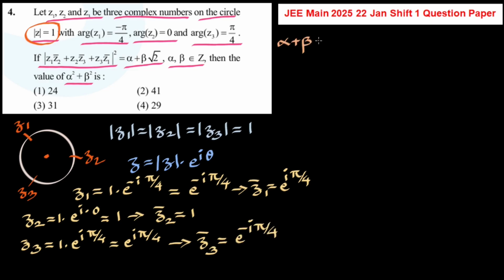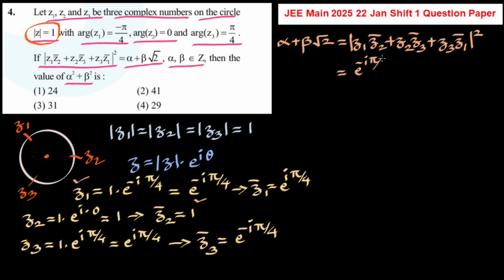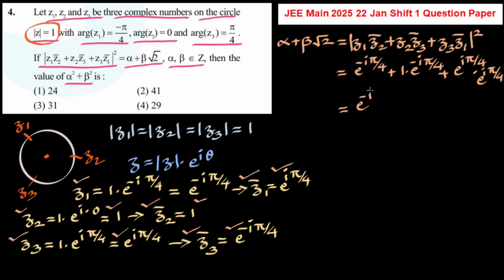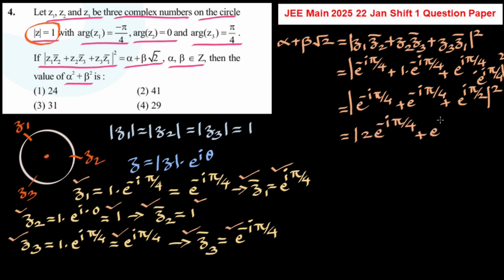Now alpha plus beta root 2 is given to be e raised to minus i pi by 4 plus e raised to minus i pi by 4 plus e raised to i pi by 4 into e raised to i pi by 4. This will be e raised to minus i pi by 4 plus e raised to minus i pi by 4 plus e raised to i pi by 2. Square of the mod of 2 e raised to minus i pi by 4 plus e raised to i pi by 2, mod square.